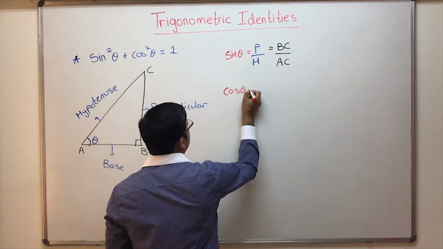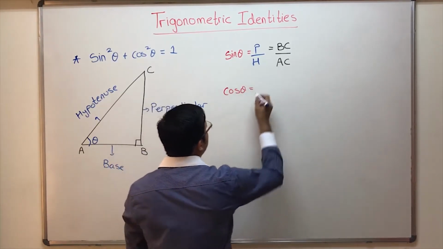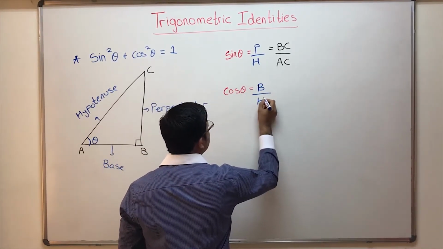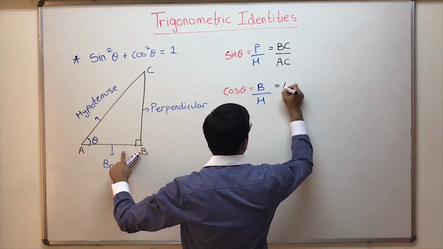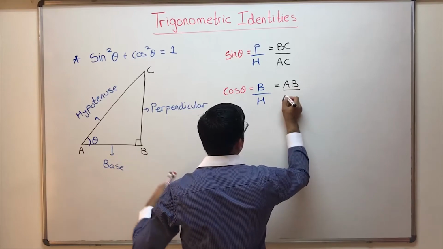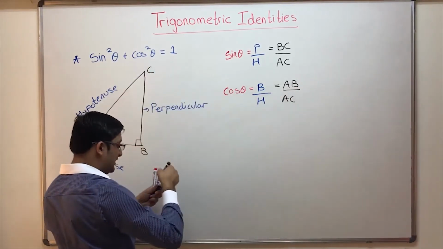Similarly, we'll get the value of cos theta. So cos theta is equal to base by hypotenuse. So base by hypotenuse, that is equal to, which is the base? AB, which is the hypotenuse? AC. Now start with the LHS.